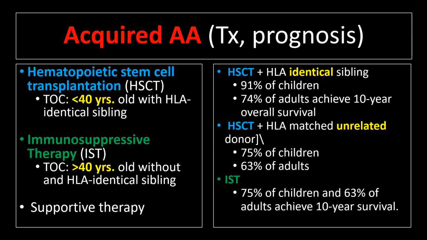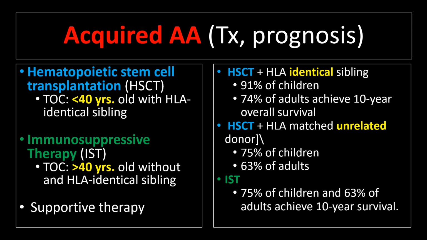Again, HSCT is the treatment of choice for less than 40 years old with an HLA identical sibling, and IST is for greater than 40 years old without an HLA identical sibling. For patients having HSCT with an identical sibling, 91% of children might have a good prognosis, and 74% of adults can achieve 10-year overall survival.